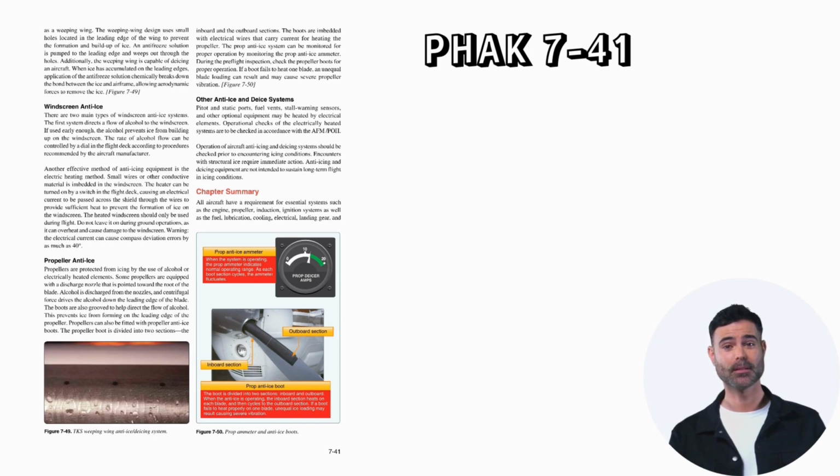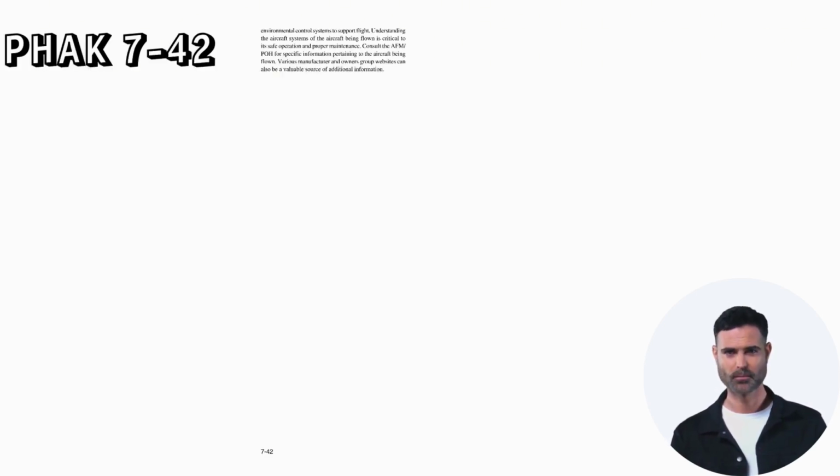Chapter Summary. All aircraft have a requirement for essential systems such as the engine, propeller, induction, ignition systems, as well as the fuel, lubrication, cooling, electrical, landing gear, and environmental control systems to support flight. Understanding the aircraft systems of the aircraft being flown is critical to its safe operation and proper maintenance. Consult the AFM-POH for specific information pertaining to the aircraft being flown. Various manufacturer and owners group websites can also be a valuable source of additional information.